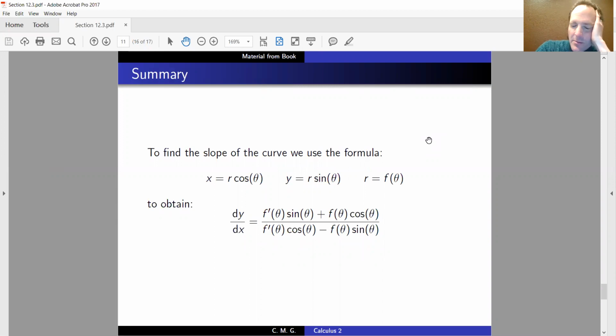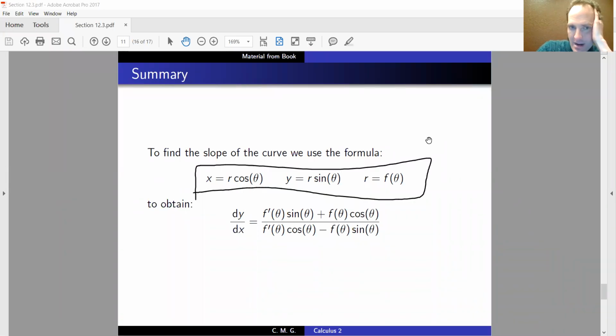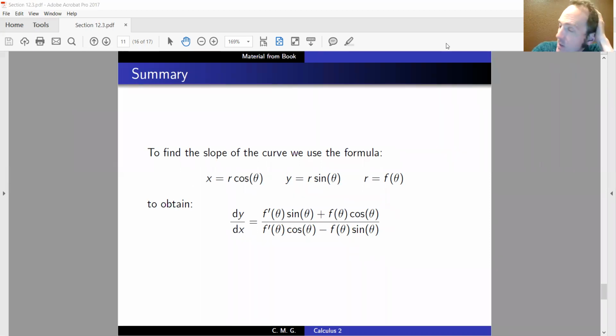So just to summarize what we need here, to get the slope of the curve, I'm going to use the formulas from trig that I have for x and y. So x is r cosine theta, y is r sine theta. R is f of theta. Plug the f of theta into each of the r's in the x and the y. Differentiate the y, divide by differentiate the x. Do a product rule on each of those. It's going to end up giving me this formula here: f prime of theta sine of theta plus f of theta cosine of theta, over f prime of theta cosine of theta minus f of theta sine of theta. Okay. So that's how it works out. And that gives me the slope of the tangent line.